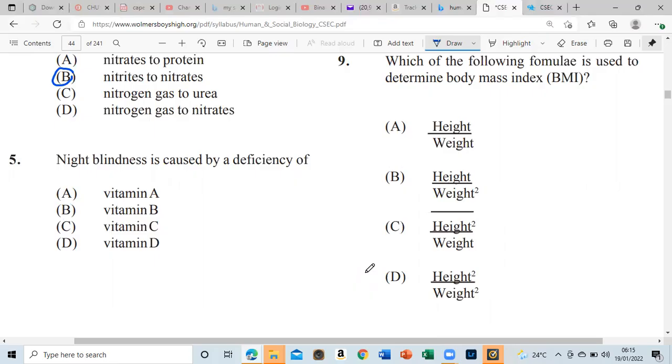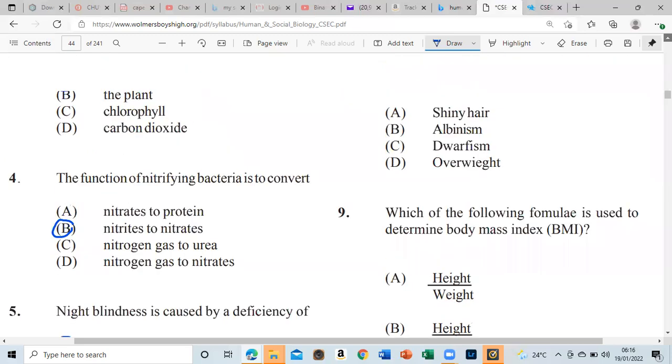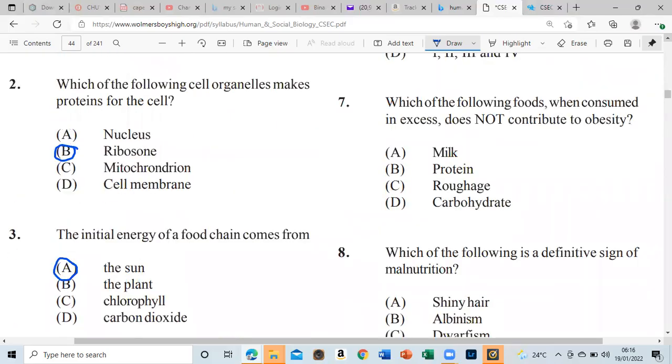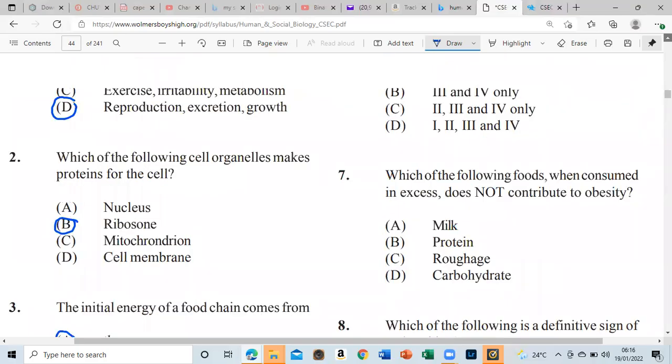Night blindness is caused by a deficiency of vitamin A, vitamin B, vitamin C, or vitamin D? And number 5 is A, vitamin A. Let's move on to number 6.